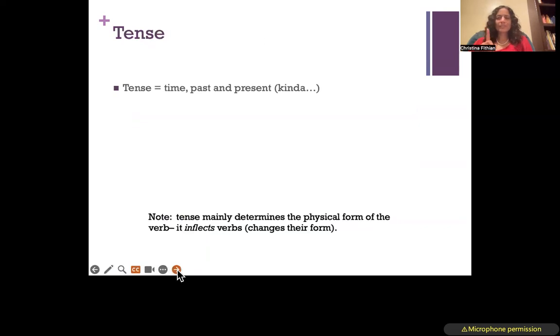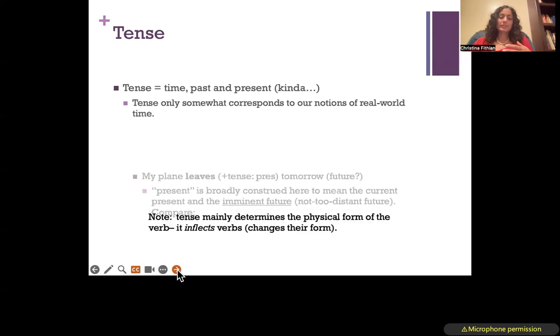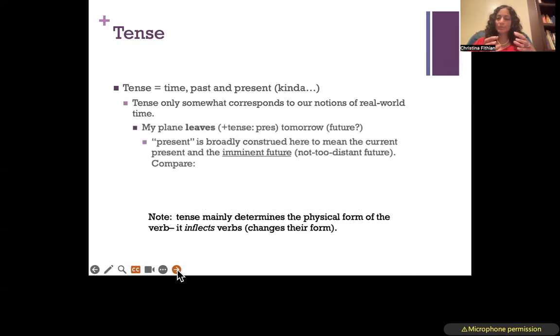Now, here's the thing about tense. Initially, I said tense equals time, past and present. Well, that's not 100% true. Kinda does, kinda doesn't. Tense only somewhat corresponds to our notions of real world time. And we can see this from a number of different sentences.